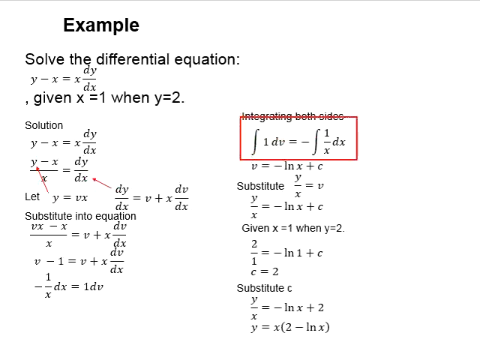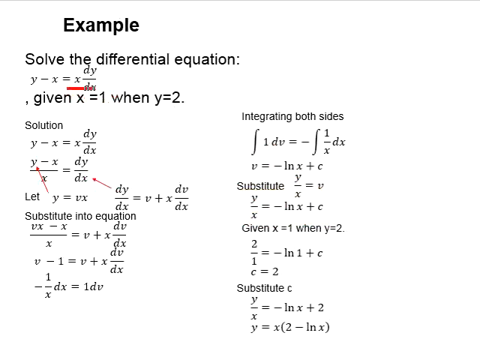Integrate both sides of the equations, you will get this. Remember to incorporate c after the integration. From the function here, you have v. Based on the equation here, v will be equal to y per x. Therefore, you will substitute y per x into the v in the function here, which gives you this.